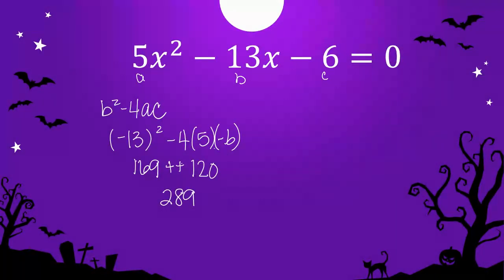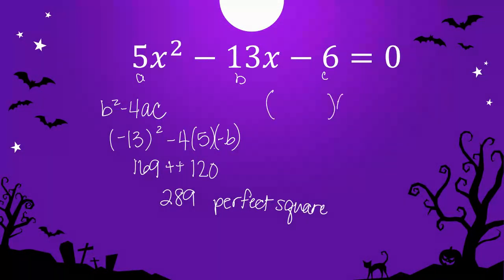Now, 289, I know that if I square root that, I'm going to get an integer answer, which is 17. So this is a perfect square. 289 is a perfect square, which means that I can go back up and I can solve this by factoring.